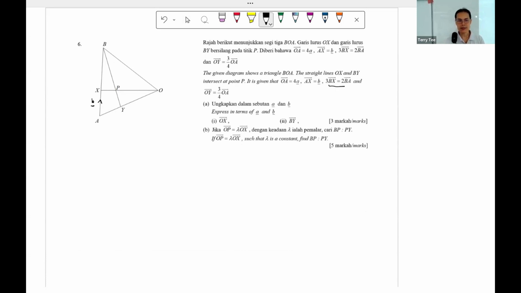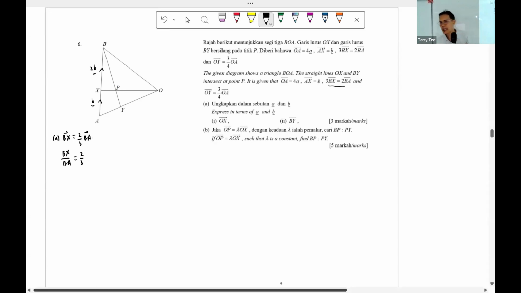Okay, so what do you understand by this? 3BX is 2BA. Maybe we write BX is 2 over 3 BA. So your BA is the whole thing, right? Or should I write in ratio form? BX to BA is 2 is to 3. That means BA is 3, BX is 2. That means, guys, this is 2BA.